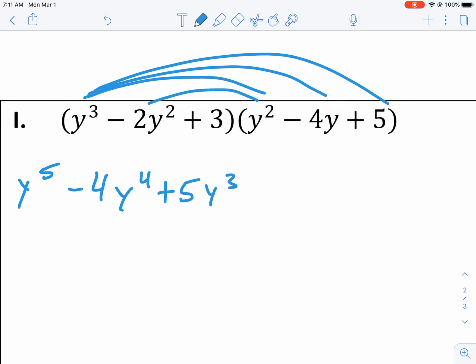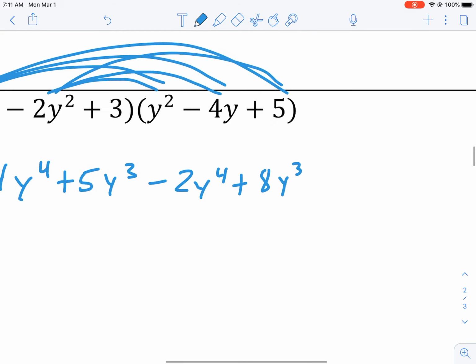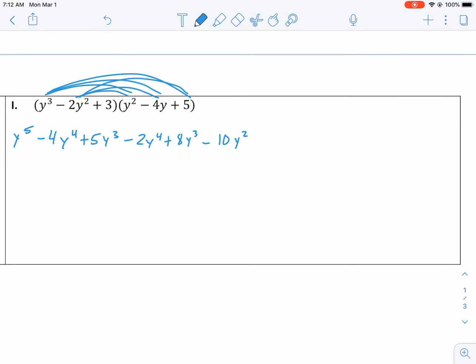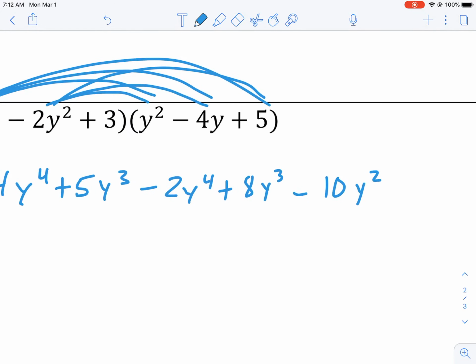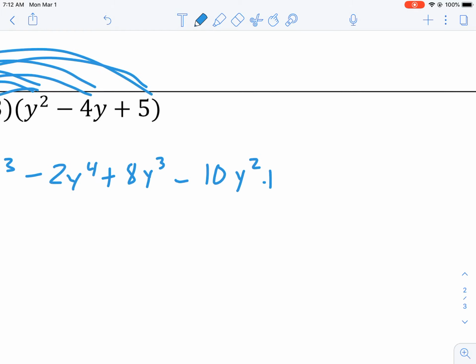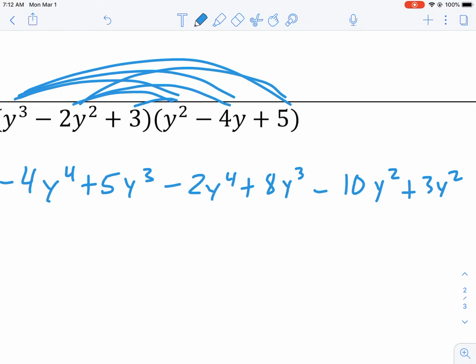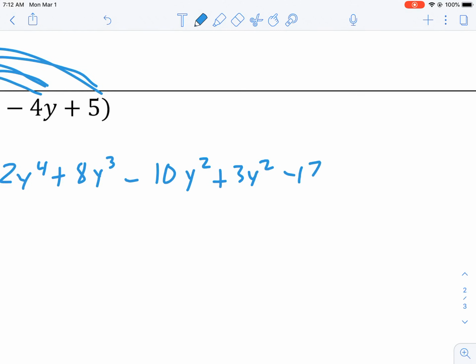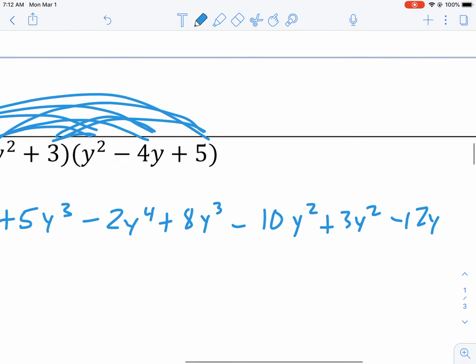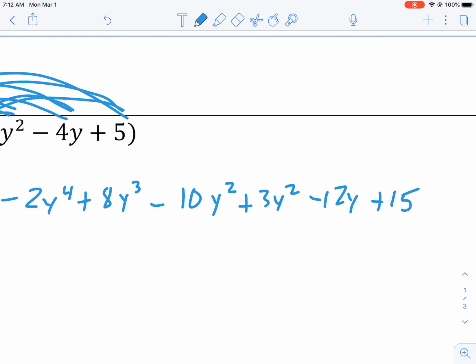Now go with the middle. Negative 2y squared times y squared, that's negative 2y to the 4th. Negative 2y squared times negative 4y, that's plus 8y cubed. Negative 2y squared times 5, that's negative 10y squared. You might not have enough room in this box, so you might have to add. No, we should be good. 3 times y squared, that's plus 3y squared. 3 times negative 4y, that's negative 12y. And 3 times 5, that's 15. So we got all that.